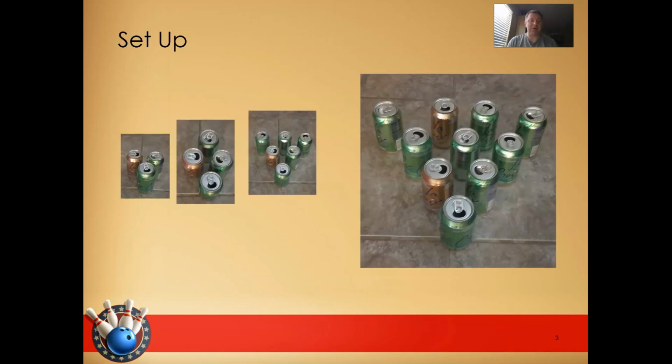Then we have to set up our pins. You can use as many as you want. A bowling alley has 10 pins down at the other end of the alley. So I set up 1 and then 2 cans and then 3 cans and then 4 cans. But you can really do 6, 4, 3, whatever you have around that you can write subtraction sentences for. Okay?